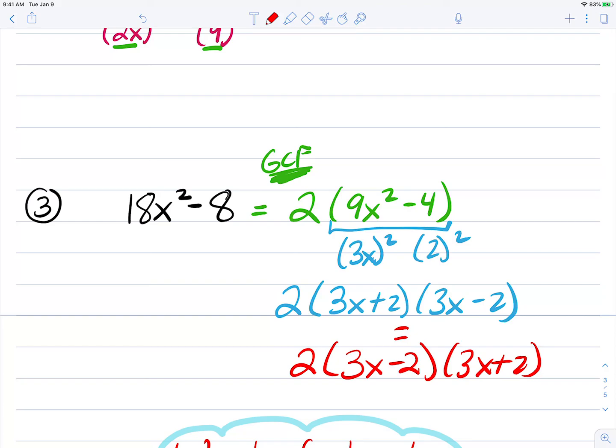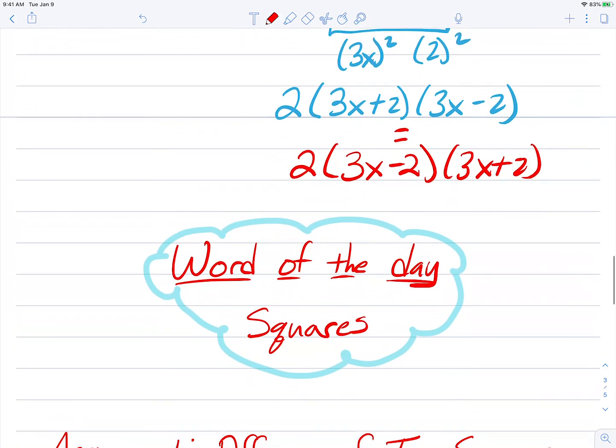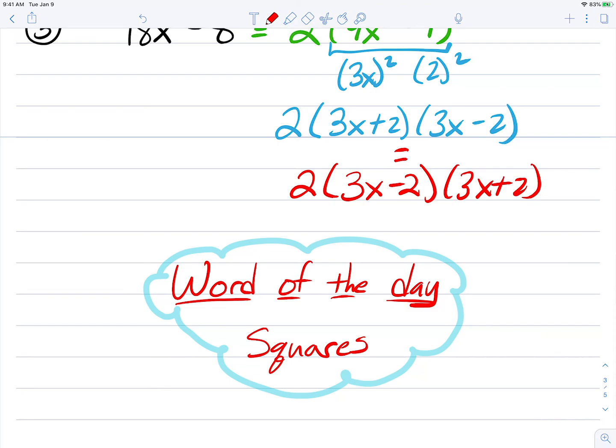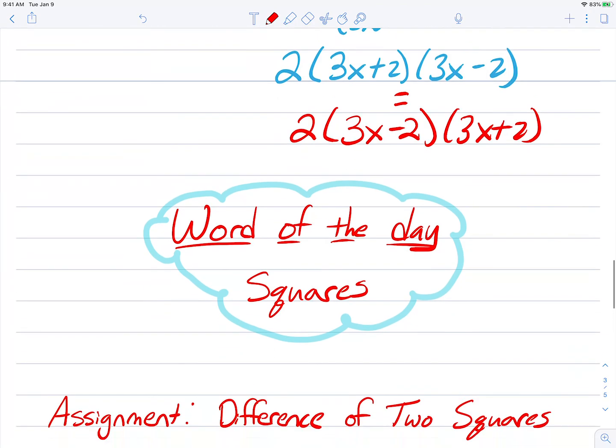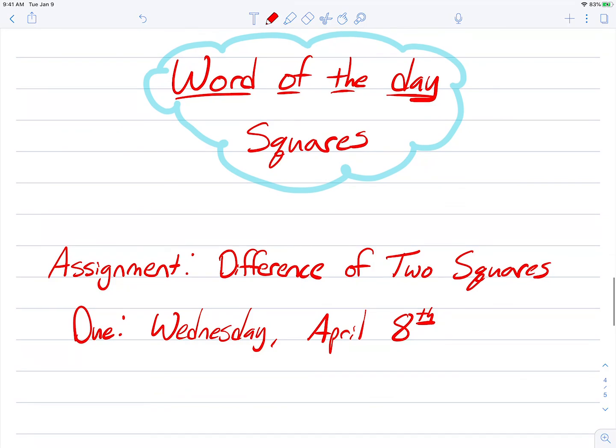So that is what your assignment is going to be today. It is factoring out a difference of 2 squares. Your word of the day is squares, because you're looking for all those lovely square numbers. Your assignment is the difference of 2 squares, and it is due on Wednesday, April 8th.